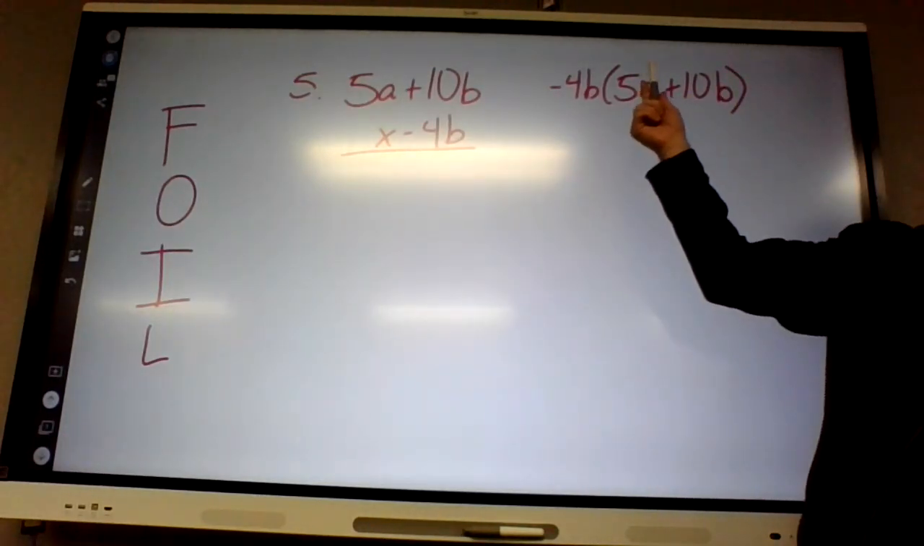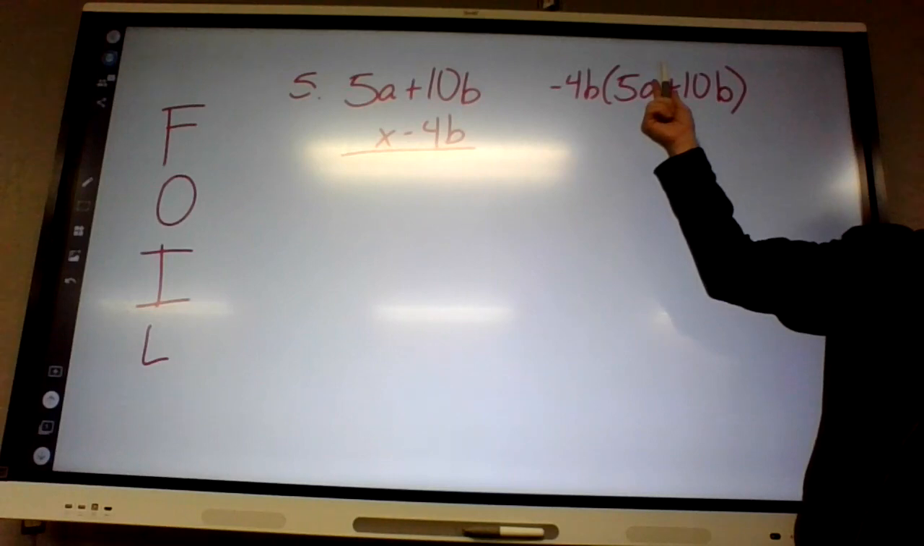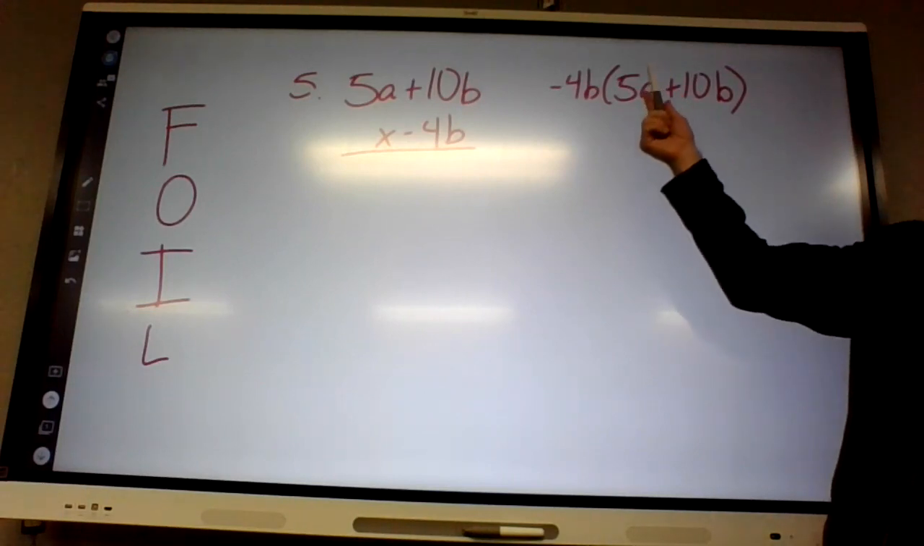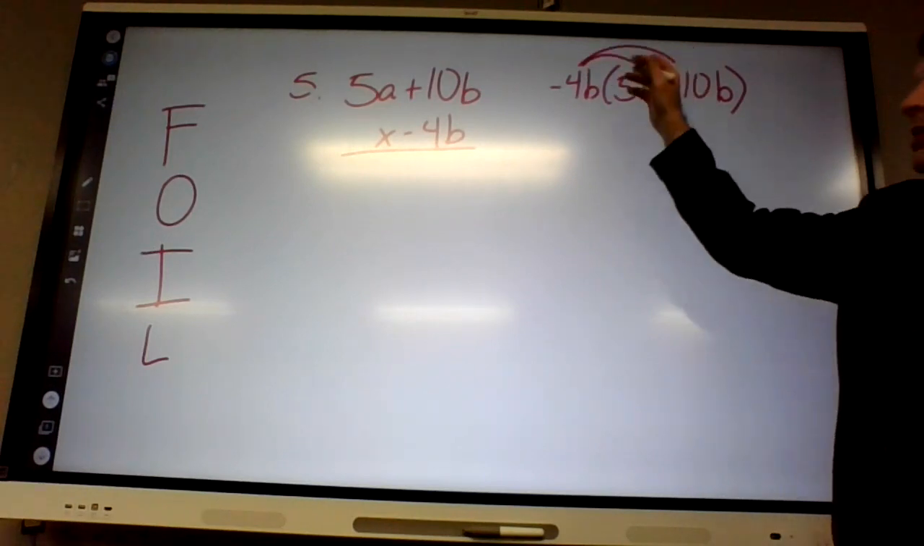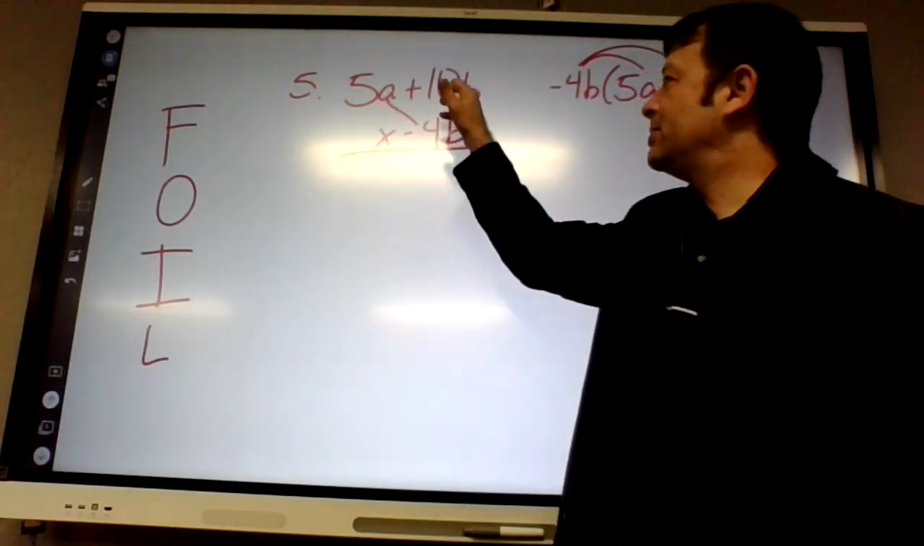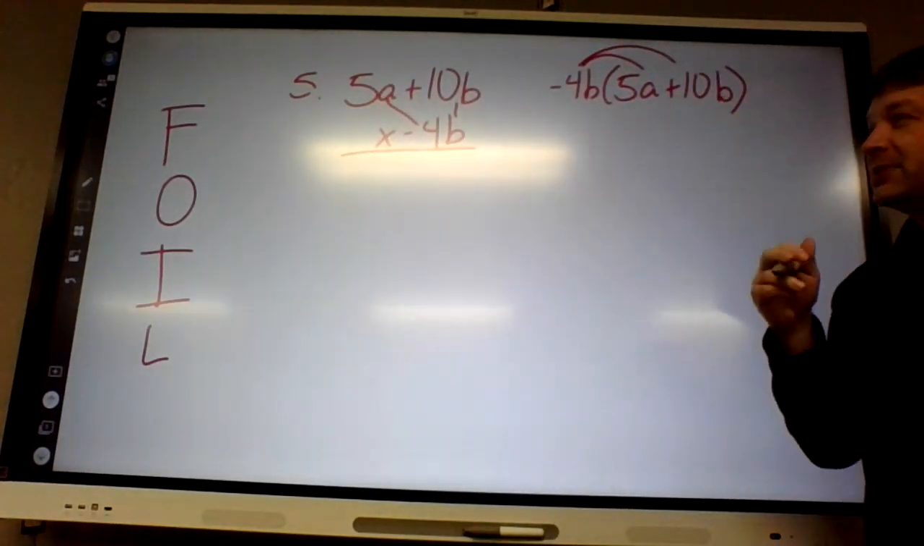Okay, so how do we solve problems like this? Okay, there should be no talking right now. Hush. Yeah, it's the distributive property. You have to multiply negative 4b times both terms.